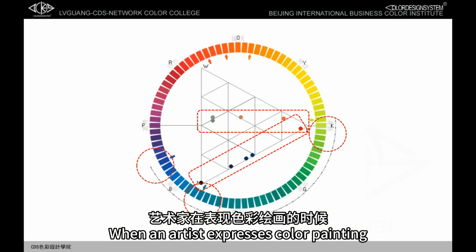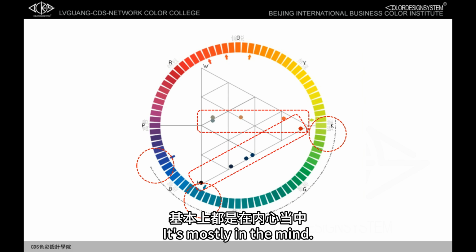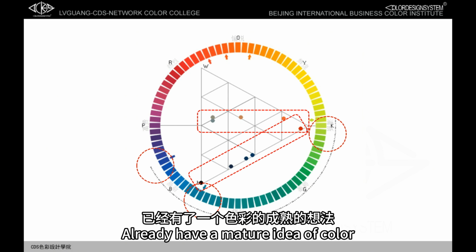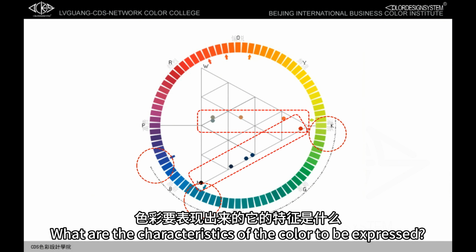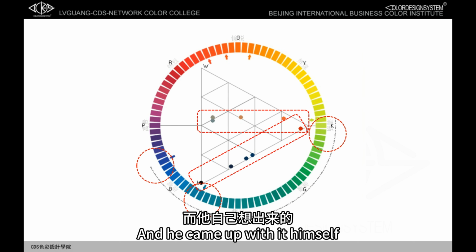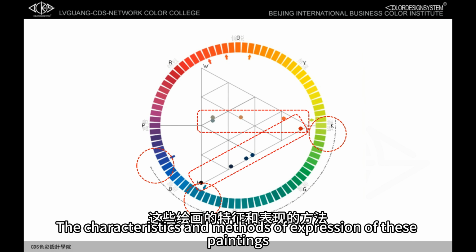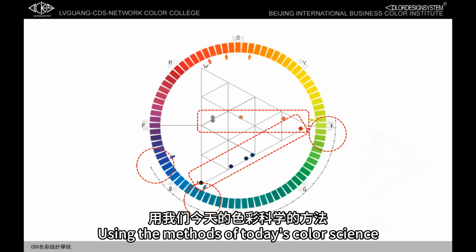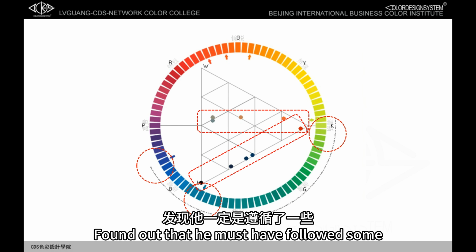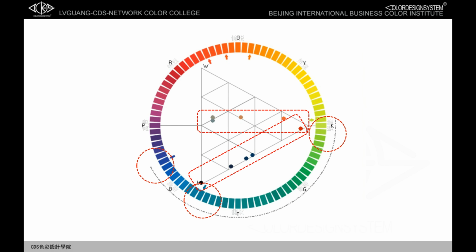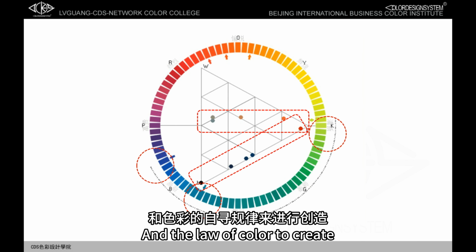So when an artist expresses color in painting, it's mostly in the mind. He already has a mature idea of color: what are the characteristics of the color to be expressed, and he came up with the characteristics and methods of expression of these paintings himself. Using the methods of today's color science, when comparing, we found that he must have followed the visual unity of color and the law of color to create.